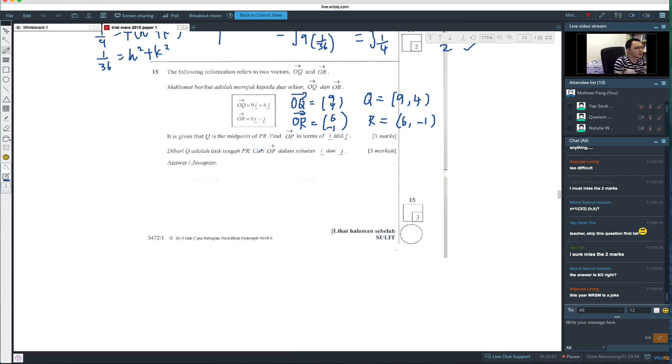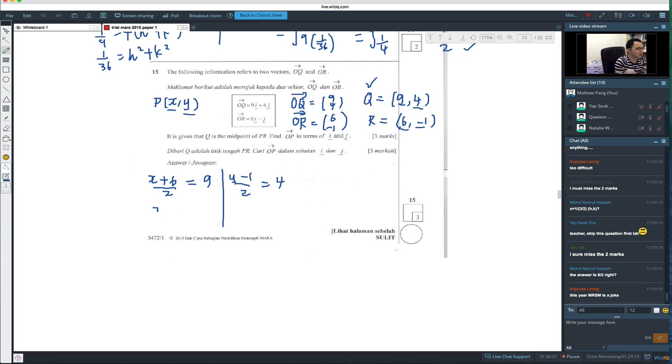So the question says Q is a midpoint of PR. That means in this case I have Q, I have R, I do not have P. So P is something like x and y. Since Q is the midpoint, I will use the midpoint formula first. So x plus 6, divided by 2, I should be able to get 9. And for the y value, y plus negative 1, which is y minus 1, over 2, I should be able to get 4.